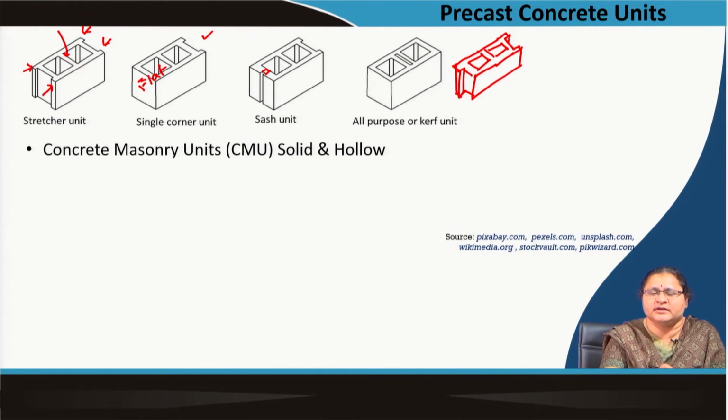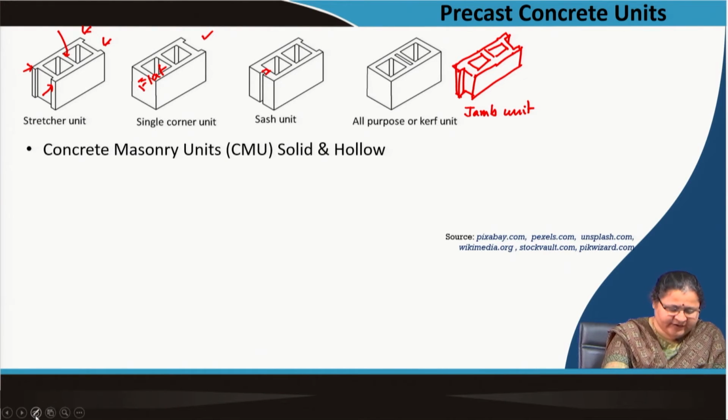Everything should be given to you in advance: where this kind of window will come and bear this sash unit, or where a door will come and you have to have a jamb unit, or where you are going to finish, there you will have a flat end. So this is how you can have multiple options and carry forward the construction process, but these are much bigger in size as compared to the brick we had seen. So this makes the entire process faster.